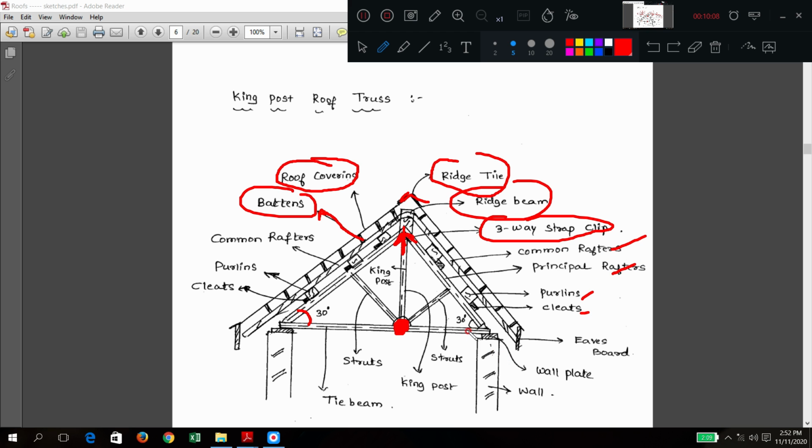Try to remember. Principal rafter first, above that purlins, above that common rafters, above that battens, above that roof covering. This is the sequence you should remember. It's very important from your exam point of view.